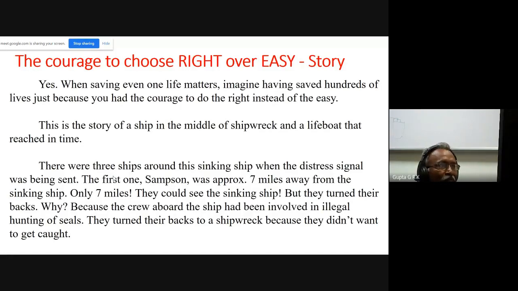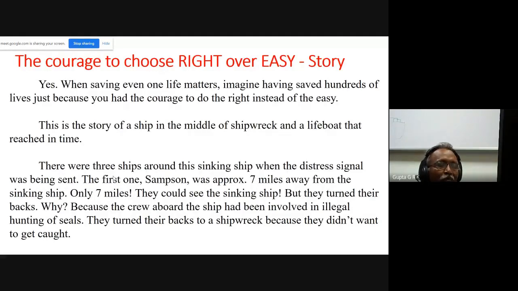So that story. When saving even one life matters a lot. Imagine having saved hundreds of lives just because you had the courage to do the right instead of the easy. This is the story of a ship in the middle of a shipwreck and a lifeboat that reached in time. There were 3 ships around this sinking ship. There is one very large ship sinking, and at the time there are 3 ships around.